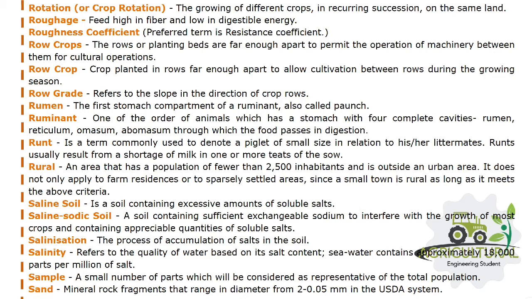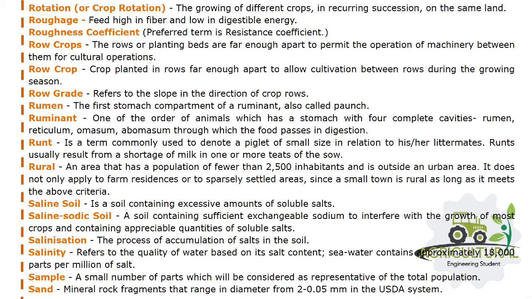Rumen, the first stomach compartment of a ruminant, also called paunch. Ruminant, one of the order of animals which has a stomach with 4 complete cavities: rumen, reticulum, omasum, abomasum, through which the food passes in digestion. Runt is a term commonly used to denote a piglet of small size in relation to his or her littermates. Runts usually result from a shortage of milk in one or more teats of the sow.